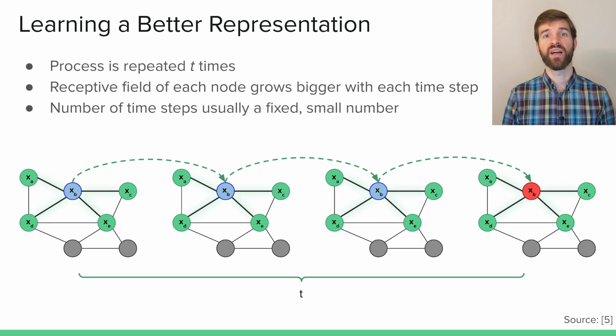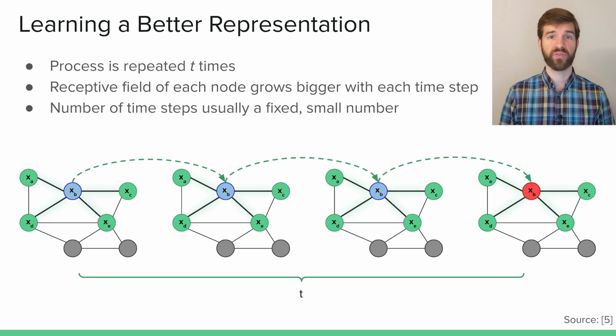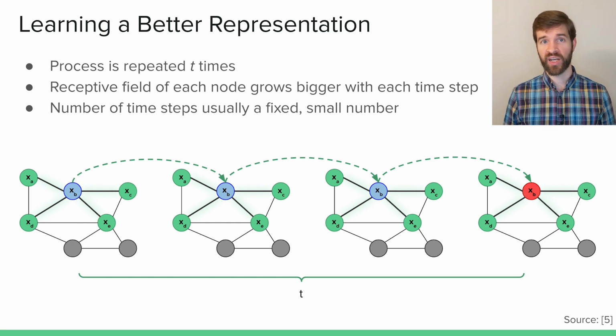T is usually a fixed small number of time steps, and as you might have guessed, another hyperparameter that is up to us to optimize for. To make this whole thing a bit more understandable, let's have a look at how such an update function would actually look.